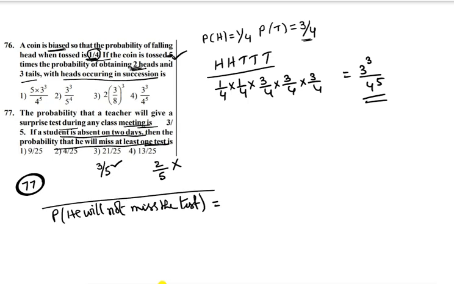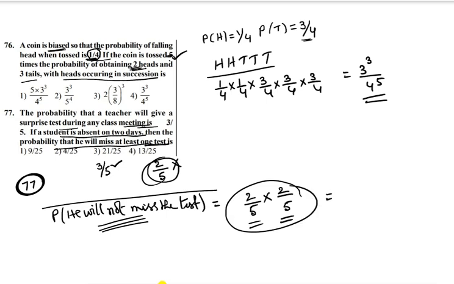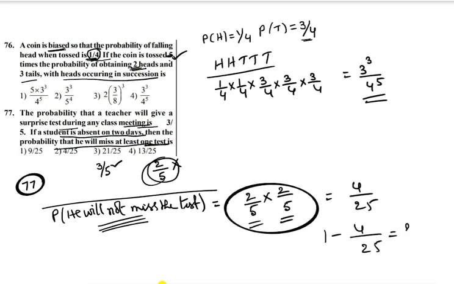For that, the complement is he will miss at least one test. So he will not miss the test means what? Whenever he is absent that day, the teacher is not conducting the exam. That means first day he is absent, the teacher is not conducting. Second day absent, the teacher is not conducting the exam. That means he is not missing the exam. That is 4 by 25. So the probability he will miss at least one test is equal to 1 minus 4 by 25, that is equal to 21 by 25.